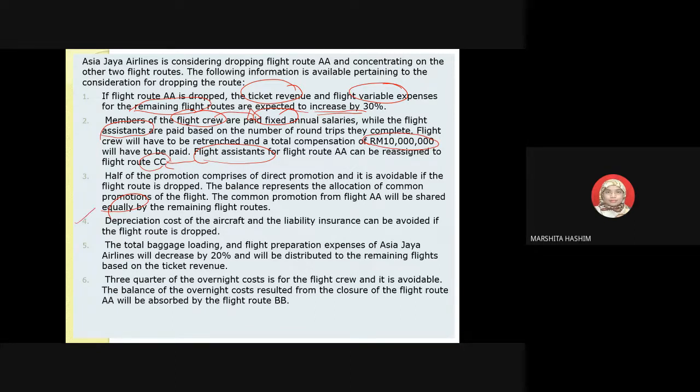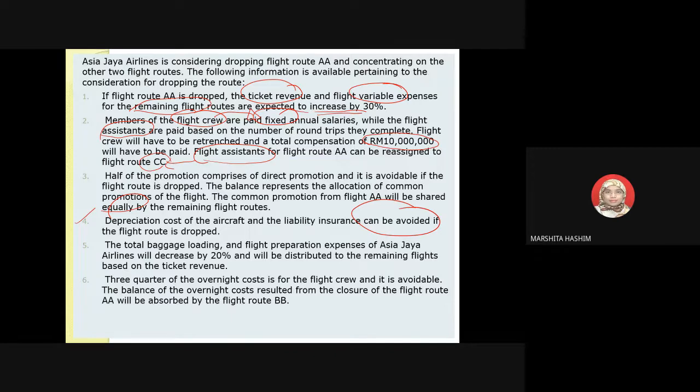Okay, number four, regarding depreciation. Depreciation cost of the aircraft and the liability insurance can be avoided if the flight route is dropped. Okay, you can avoid. If you continue, you calculate the cost. If you discontinue, you can save costs.